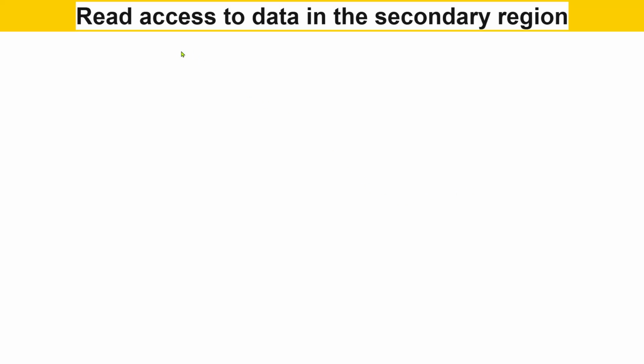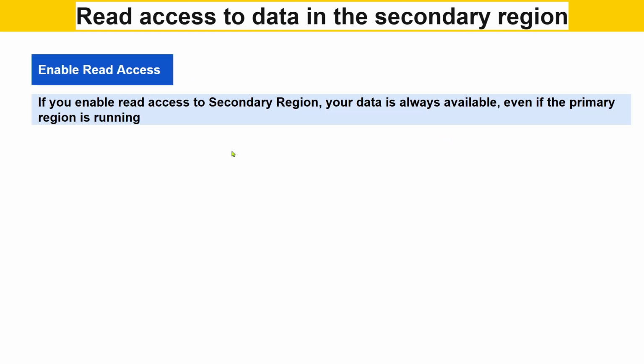The last point remaining is read access to data in the secondary region. What is this? By default, the secondary region data is not enabled for read access when I go with GRS or GZRS. But you can enable read access. If you enable read access, your data is always available even if the primary region is down. In GRS and GZRS, the secondary region data is not available to read. It will be there, but you cannot read it.